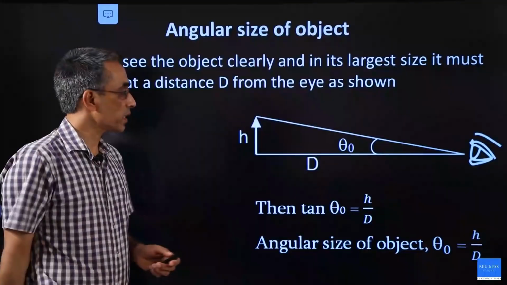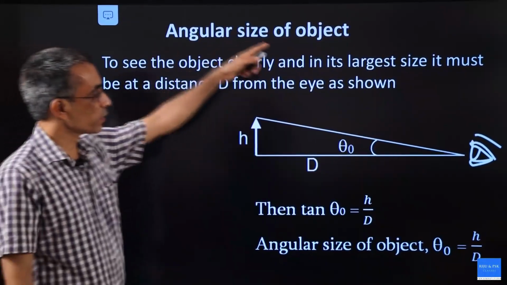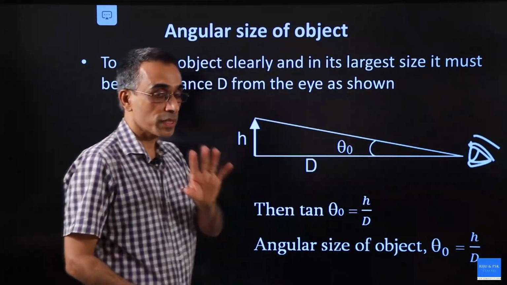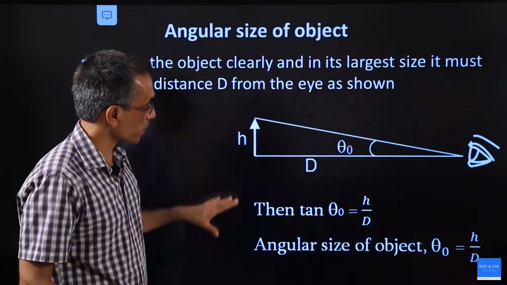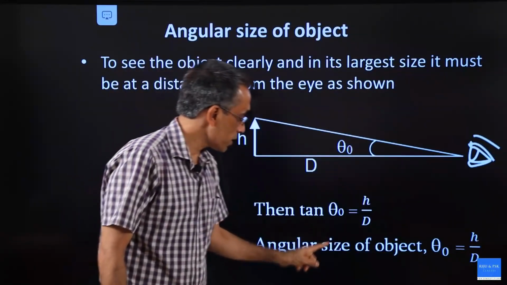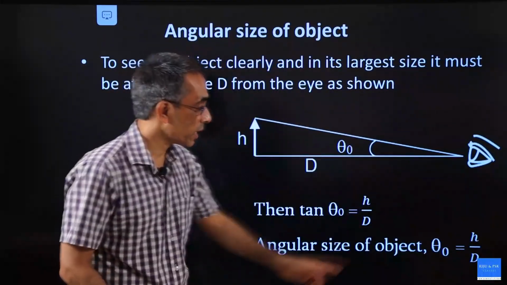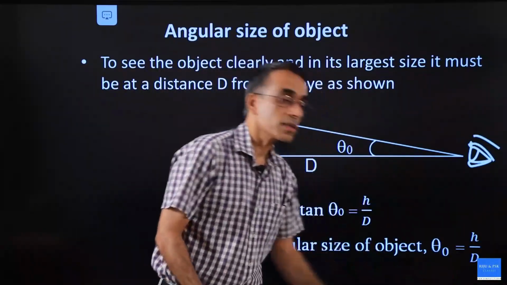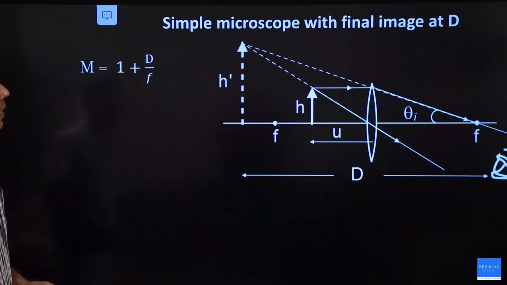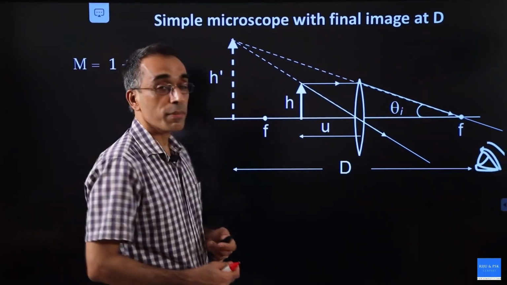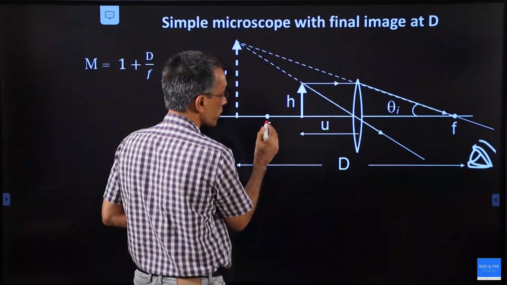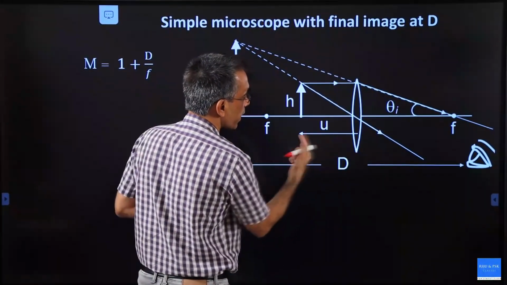Before we start the derivation, you should understand that the angular size of an object in the largest size is calculated using this diagram. Keep this in mind. During the derivation, this is the first step. When the object is kept at the least distance of distinct vision D, the angular size is given by h by d, where h is the height of the object and d is the least distance of distinct vision. This is the angular size of the object. Now let us take a simple microscope with the final image at D. Final image is at D, and for this we know the object is kept between the focal point and the optical center at a distance u.